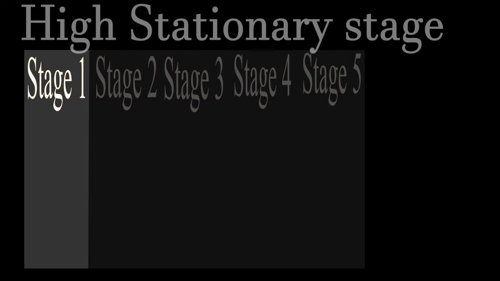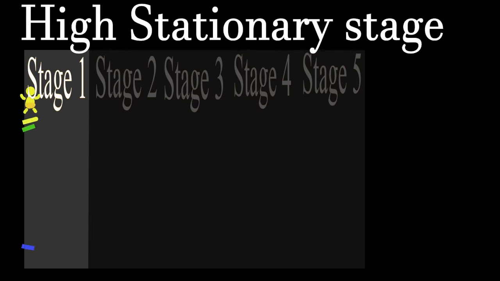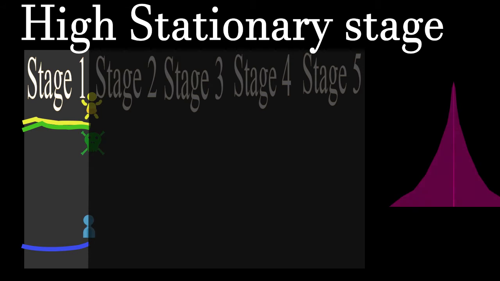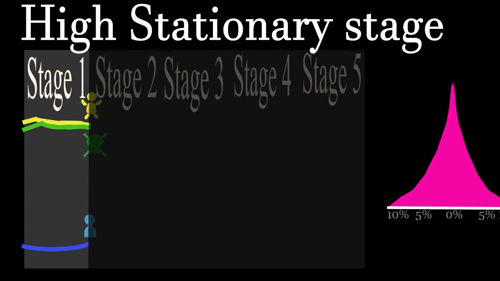Stage 1 is the high stationary stage. Both the birth and death rates are high, keeping the population low. This is what all countries were pre-industrialization, and there are no more stage 1 countries. This graph is what's known as a population pyramid. It shows the amount of people within each age group in a country divided by gender.